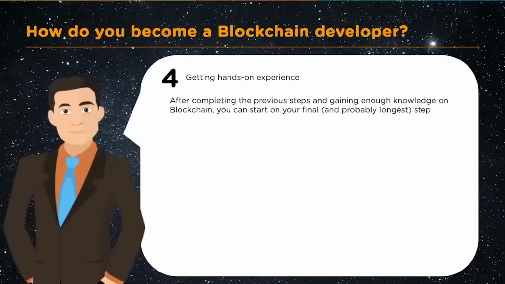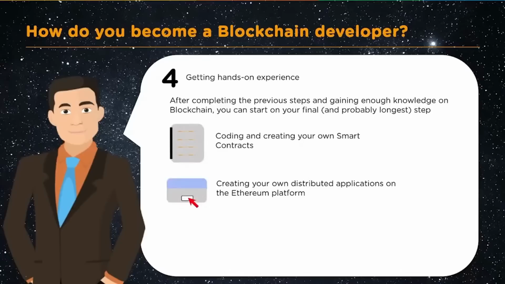Step 4: getting some hands-on experience. Now, after you're done with all the steps that I mentioned before, this one's the hardest, practical application. Even if you know all the theory, if you don't have any practical experience, it won't have a very large impact. So you need to start coding and creating your own smart contracts. You need to create your own distributed applications on the Ethereum platform. Also, let me remind you, for you to be able to create smart contracts or distributed applications, you need to have learned the programming language Solidity.